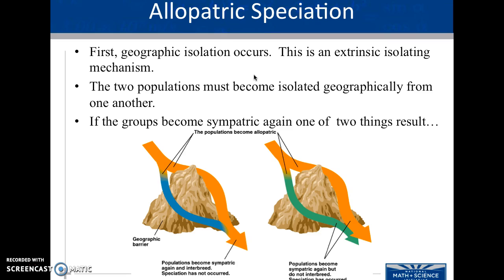causes speciation to occur. For allopatric speciation, the first thing we see is geographic isolation occurs. This is an isolating mechanism that is brought about by the environment, some sort of geographic barrier. Once the two populations become isolated from each other, we see a change in the gene pools.